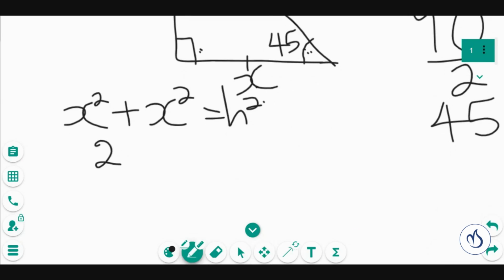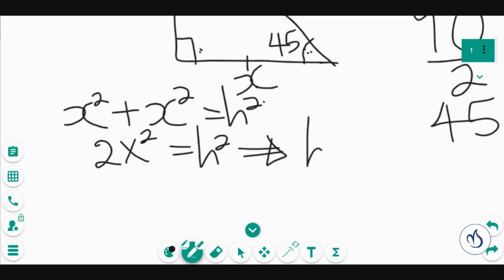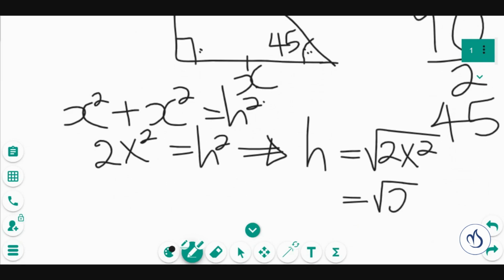So this is 2x squared being equal to the hypotenuse squared. And that, of course, implies that if I take the square root on each side, I'm going to get the hypotenuse as the root of 2x squared. When I apply that root on each individual term, 2 does not have a perfect square root, so it stays. I don't want to go into decimal places. So I just remain with root 2, and then x squared has a perfect root, which is simply x.